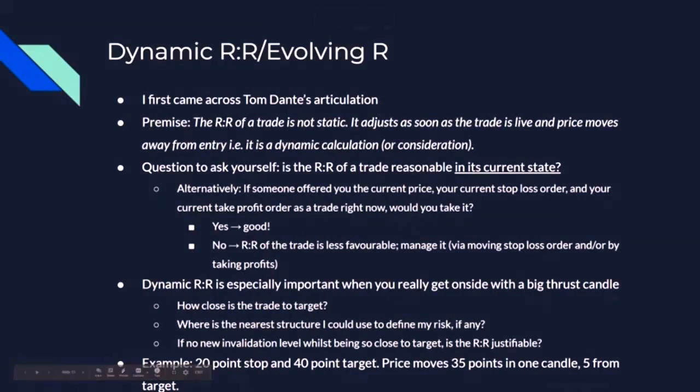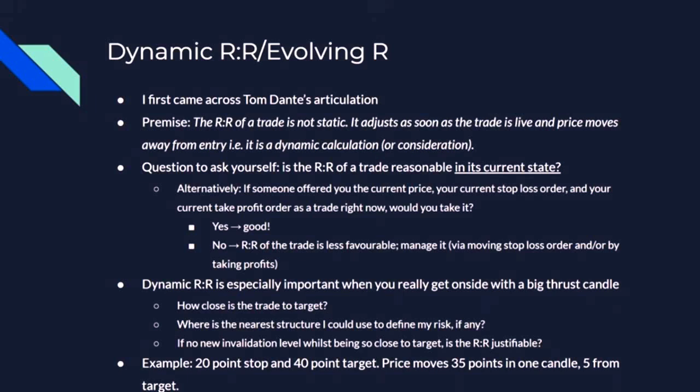As I said, dynamic risk reward is also especially important, at least in my experience with trading Bitcoin, when you really get on side with a big thrust candle, so an expansive, engulfing candle with a big range, essentially. And the same considerations then creep in. How close is the trade to target? Where is the nearest structure I could use to define my risk, if any?